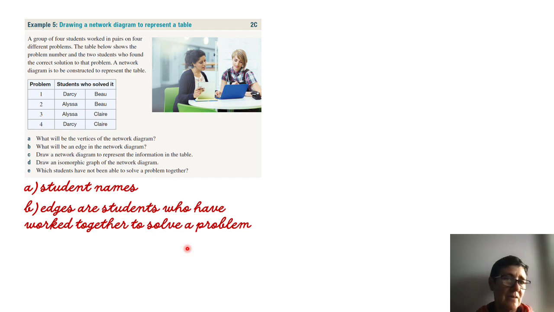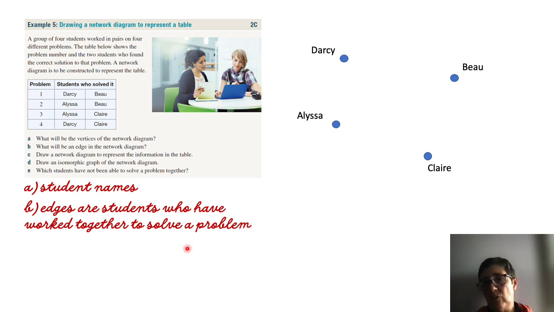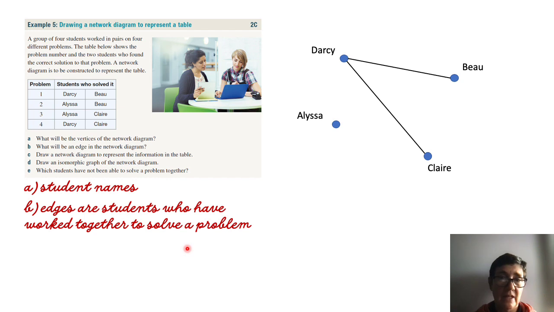So I'm going to start with my vertices. I've got Darcy, Bo, Alyssa, and Claire. Now you can put them wherever you want, in any order. I just went with that order. And now I'm going to connect. Darcy worked with Bo. Connection. Darcy also worked with Claire. Connection. Alyssa worked with Bo. Connect. And Alyssa worked with Claire. So I've created a network diagram.